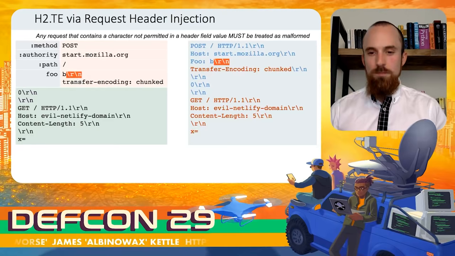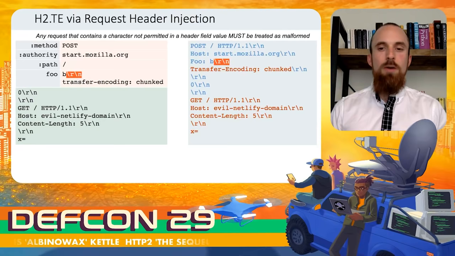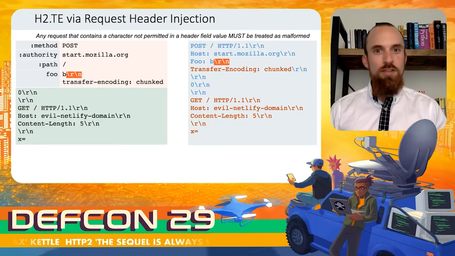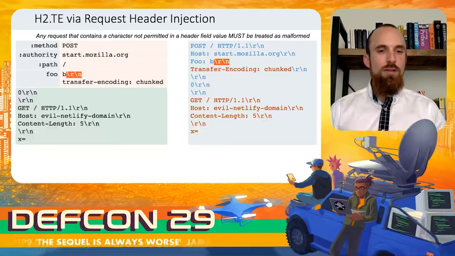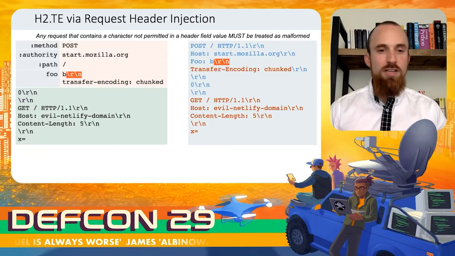Firefox's start page at start.mozilla.org was powered by the Netlify CDN, and they forgot to say you shouldn't put newlines in header values. This led to the request header injection vulnerability that I'm using here to smuggle the Transfer-Encoding: chunked header and cause a desynchronization.